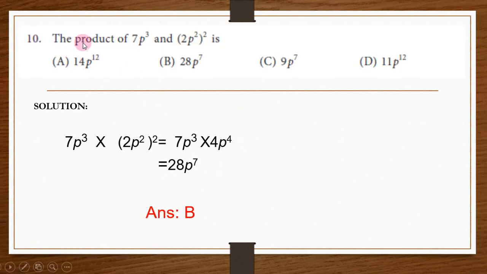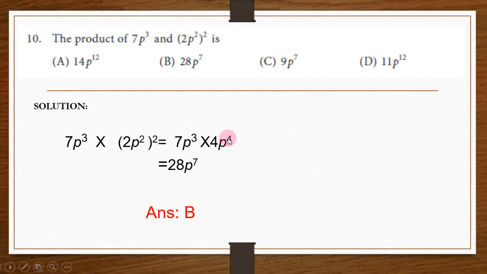Question number 10. The product of 7p cube and (2p square) the whole square is. So we must multiply these two values. So 7p cube into (2p square) the whole square. Look here, (2p square) the whole square means this square is common for 2, so 2 square, so 4, and this square is common for p square, so (p square) the whole square, so p power 4. So we should multiply 7 and 4. 7 into 4, 28, and we must multiply p cube and p power 4 also.